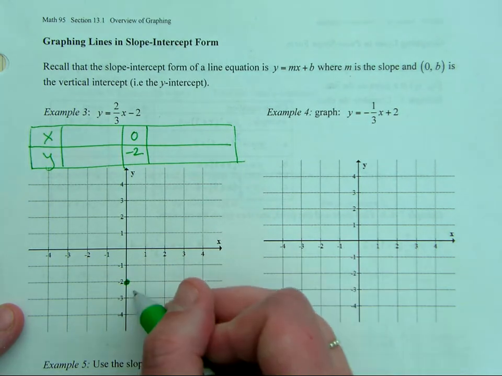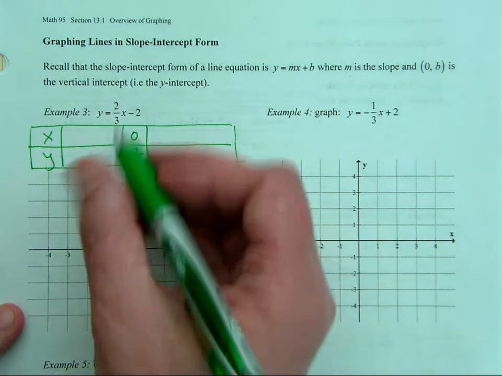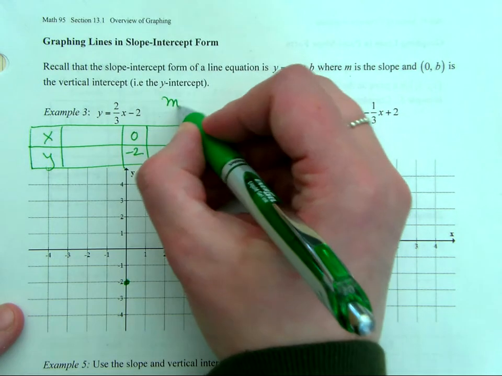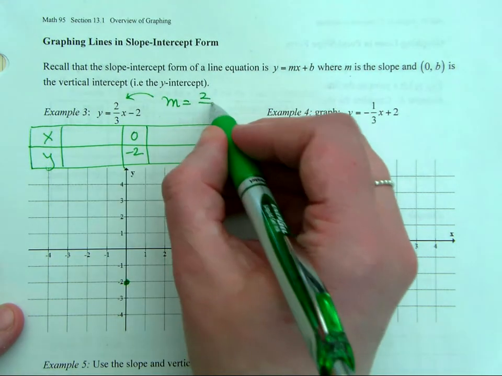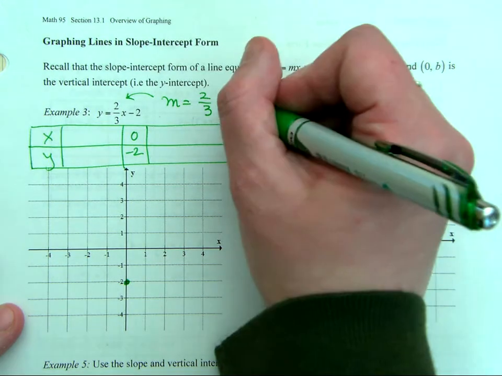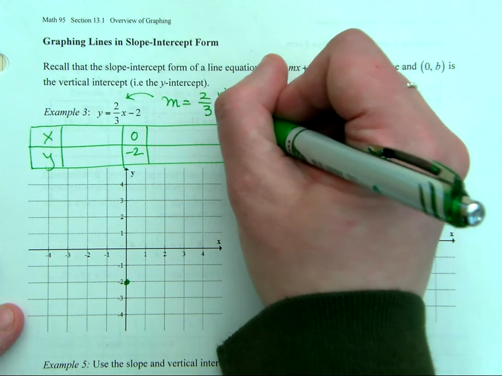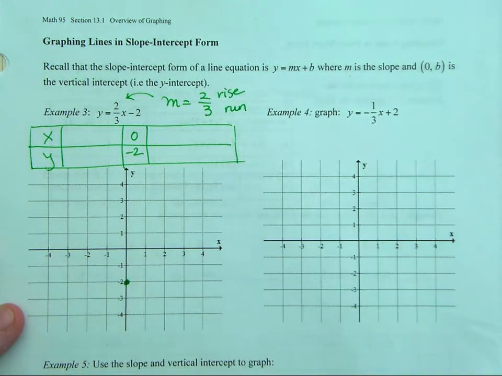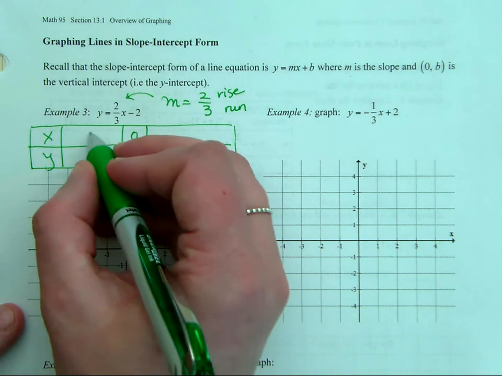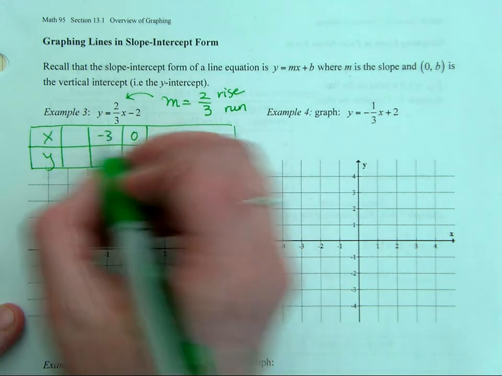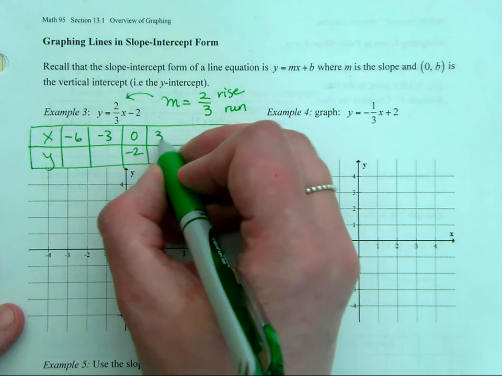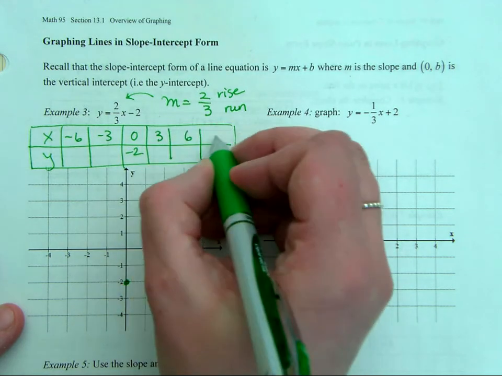And then from there, how would I get some other points? Could I use the idea of the slope? So m, we said before, is the slope. That's 2/3. And that's the rise over the run. And if you were going to do your table, I would suggest, yes, you do multiples of 3. So you might do -3, -6, 3, 6, 9 maybe.